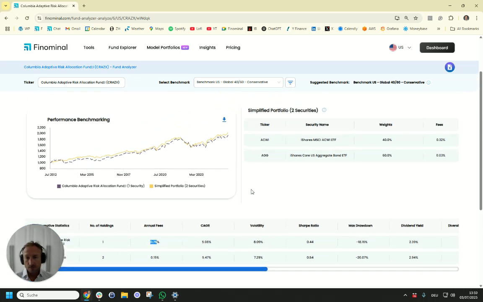And that already summarizes our short review of Colombia's adaptive risk allocation fund. Unfortunately, there is not much more to it. As you can see, it hasn't managed to outperform a simple benchmark comprised of global equities and US bonds. There doesn't seem to be anything unique going on. And unfortunately, it's not worth paying 76 basis points for it, especially given that you can replicate this product for 15 basis points as we're showing here.